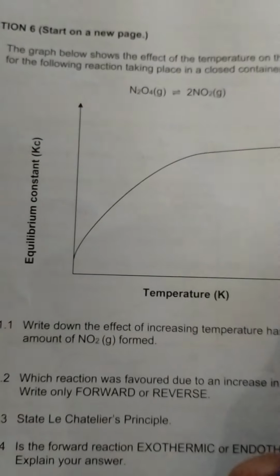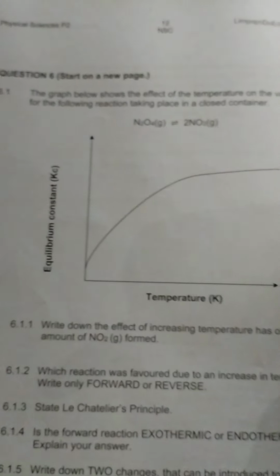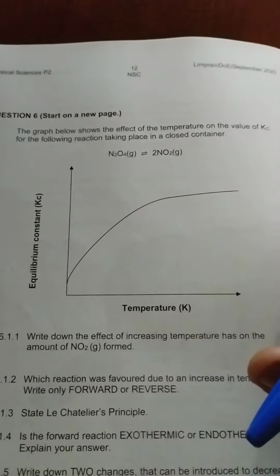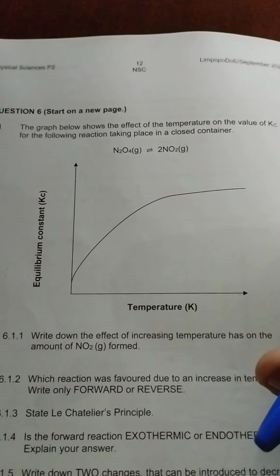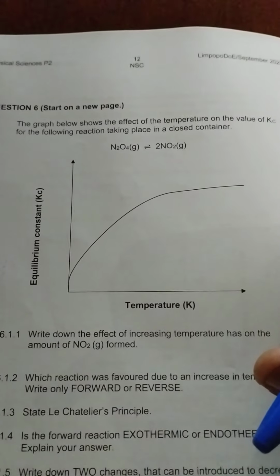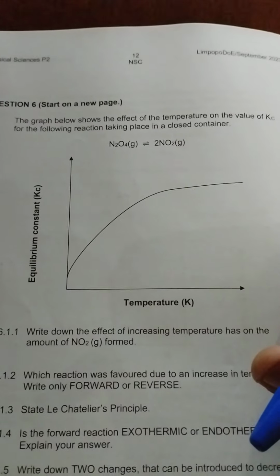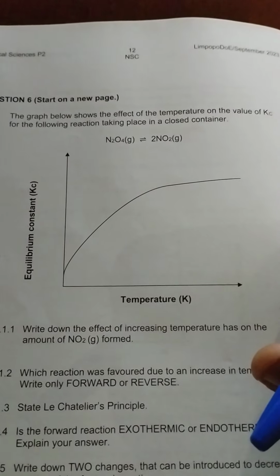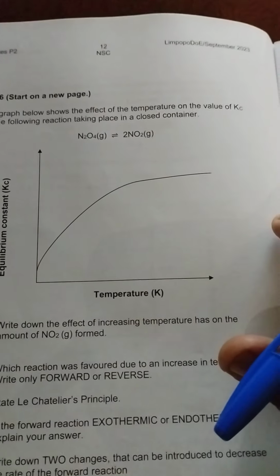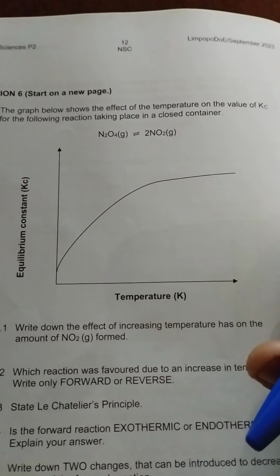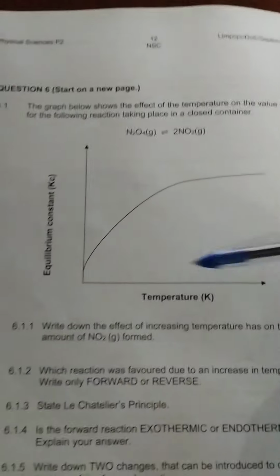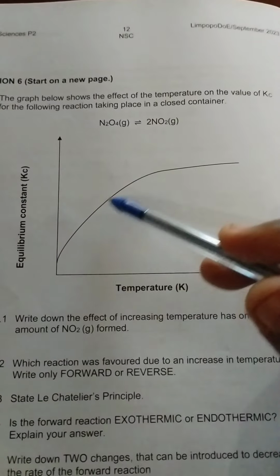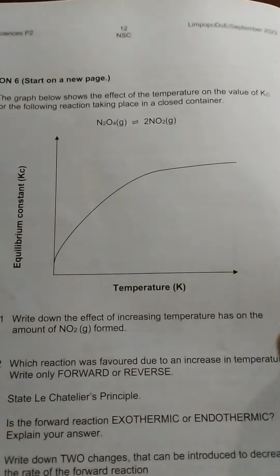So now we go to question number 6, which is chemical equilibrium. That's your Kc. They're giving us a graph showing something about Kc and temperature. So they're giving us a reaction N2O4 and 2NO2. So you must ask yourself a question now. If the temperature is going this way, Kc seems like it's going up as well. That might be a hint.